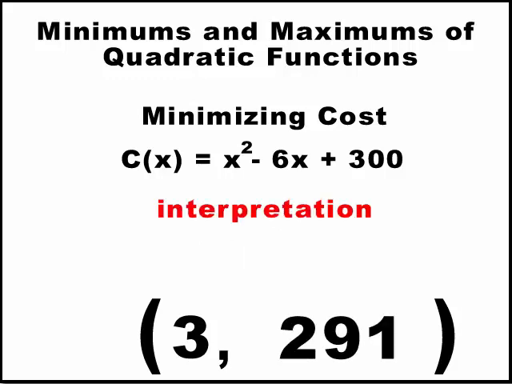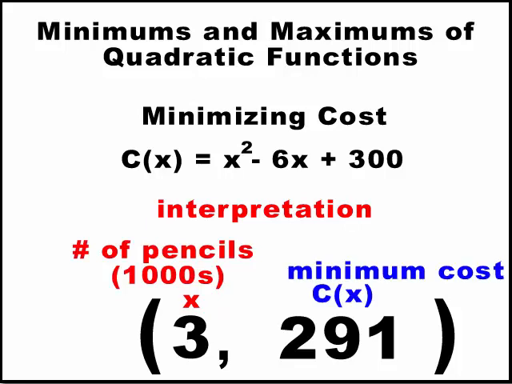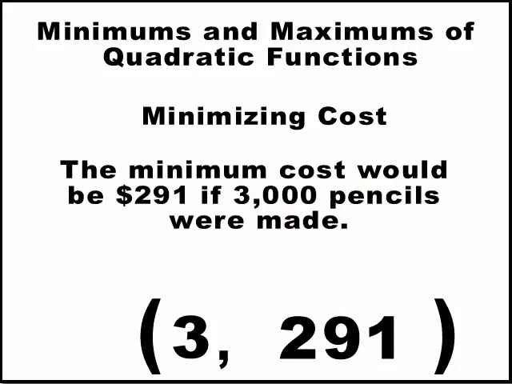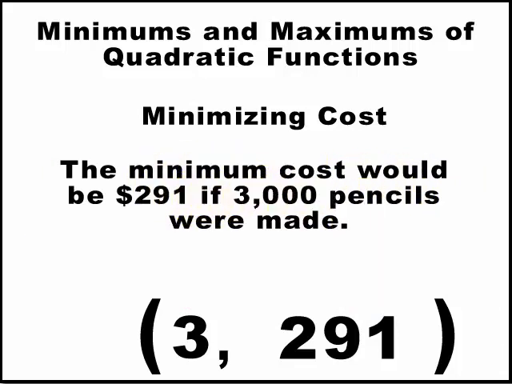So the interpretation is: x is the total number of pencils, and that's in thousands. And y, the 291, is the output, the c of x, and that's in dollars. It's going to be the minimum cost. So the minimum cost would be about $291 if 3,000 pencils were made.